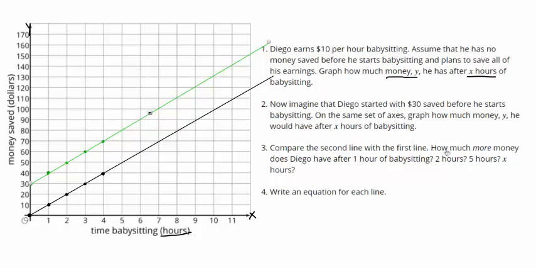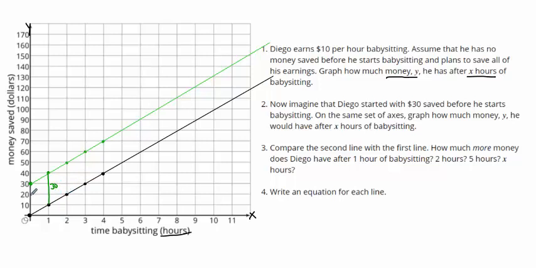Compare the second line with the first line. How much more money does Diego have after 1 hour of babysitting? 2 hours, 5 hours, x hours. So after 1 hour of babysitting, if he had $30 in his bank account to start, he has $40, and on the first line he has $10, so that's a difference. This right here is a difference of $30.